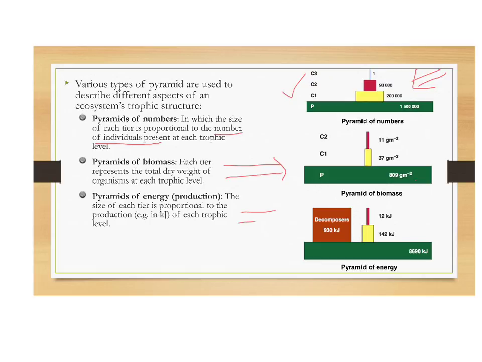Pyramids of energy, or pyramids of production. Each tier is proportional to the production, generally in kilojoules. I have yet to see one that's not in kilojoules. I'm sure they probably exist, but I haven't seen them. Kilojoules is a unit of energy for each trophic level. These are the ones that you probably saw most commonly in biology. If we started with 8,690 kilojoules of energy in the producers, we ended up with 142 kilojoules in the primary consumers, and then 12 kilojoules in the secondary consumers.